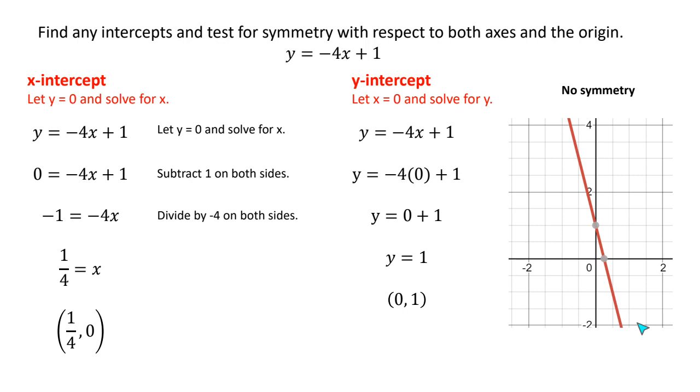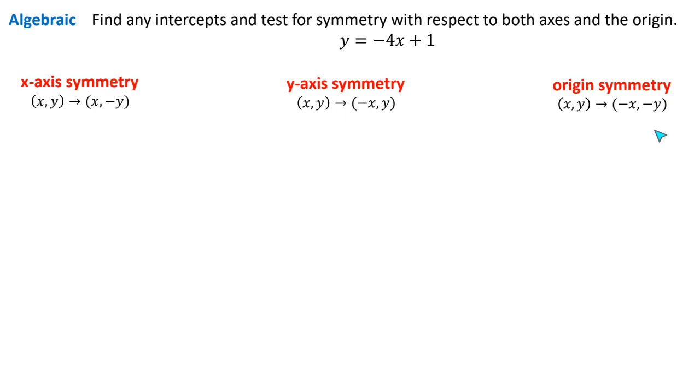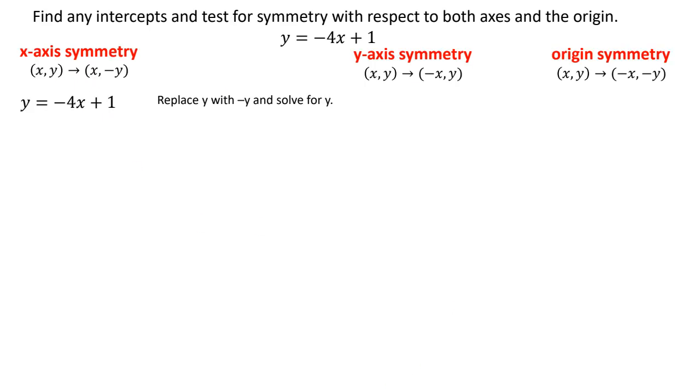Okay. Now, if you didn't graph it and you still need to determine if it has symmetry, then we can also figure it out algebraically. Algebraically, to find out if it has symmetry, we have some tests. For the x-axis, we're going to change that y to a negative y. So I'm going to write down my equation, and replace y with negative y. And then my goal is going to be to solve for y.